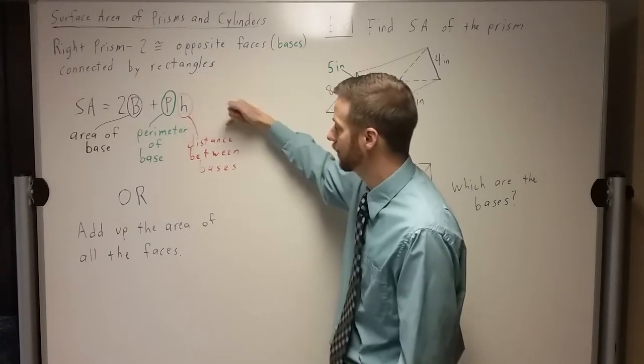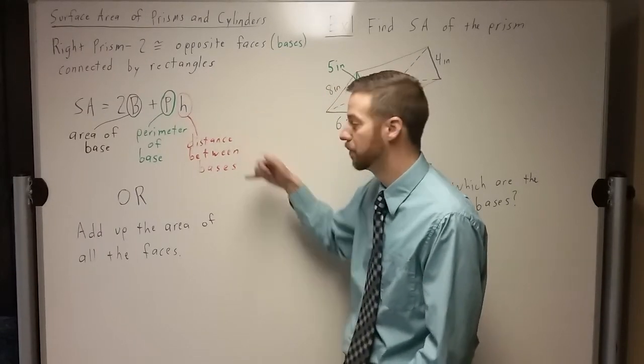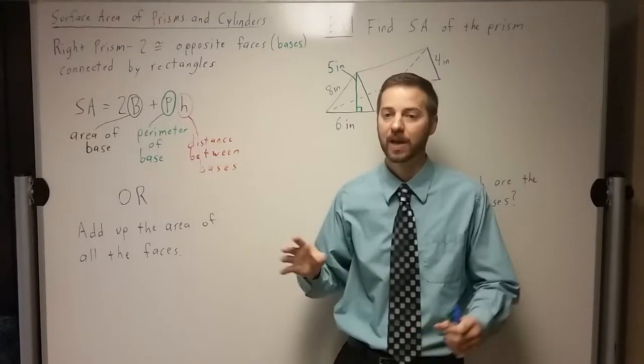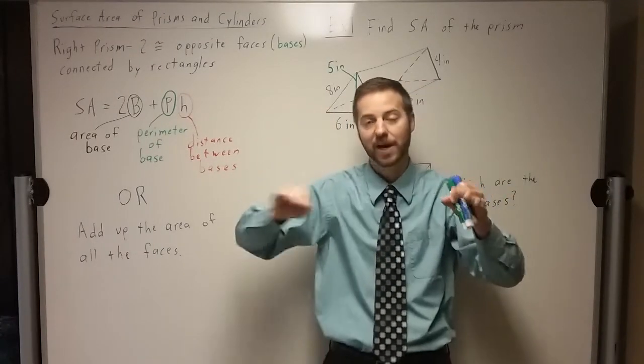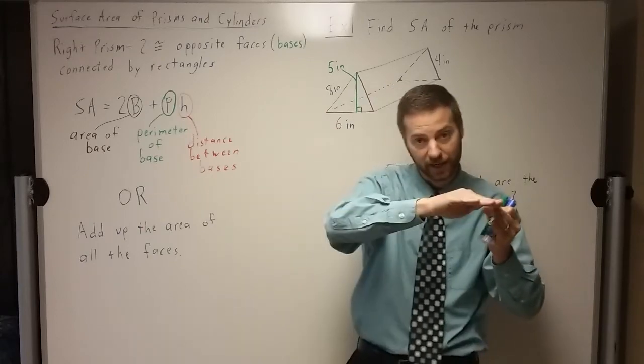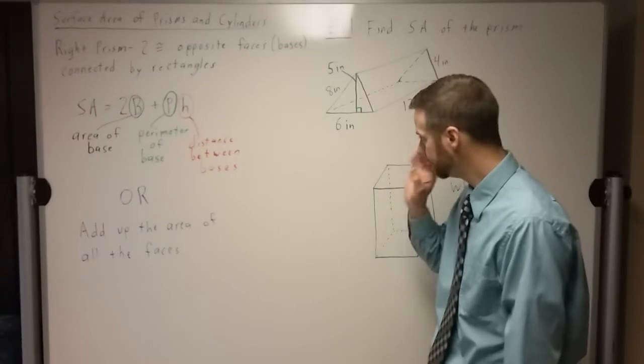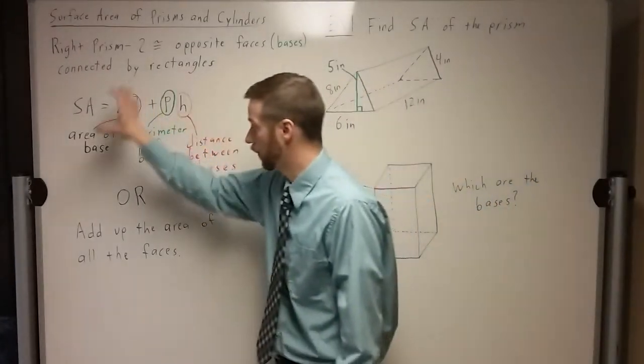Now I have the height defined here as the distance between the bases. Height doesn't have to go up and down in a prism. If you took that prism and set it on its side, the height could actually be a horizontal length. So it's just the distance between the two bases. That's a formula that will always work.